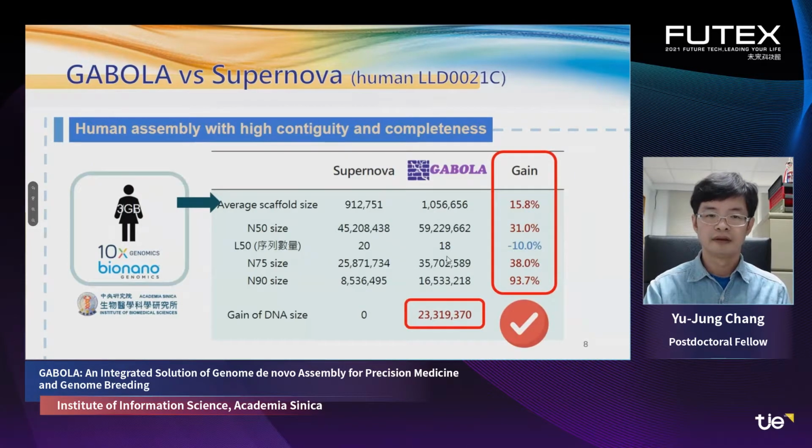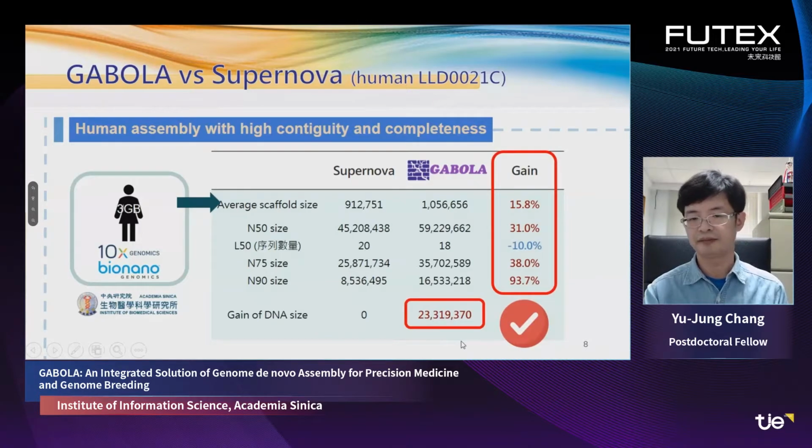This is the assembly statistics. You can see Supernova here and GABOLA here. This is the gain over Supernova. We use fewer scaffolds, and the N50 size increases about 31%. N90 increases much more. And totally, the gain of DNA size is about 23 megabase pairs.